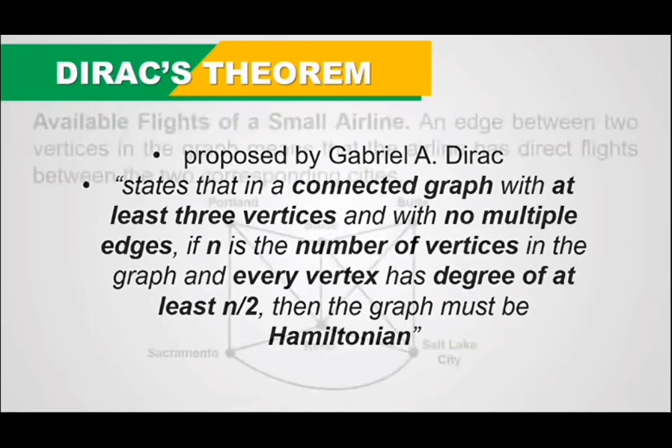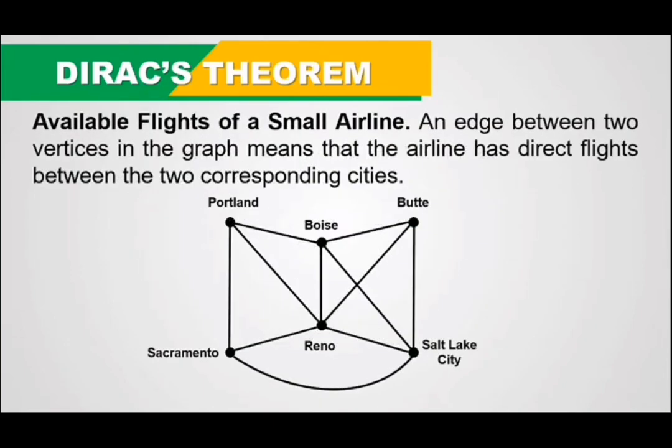Let's take this example. This graph represents the available flights of a small airline. An edge between two vertices in the graph means that the airline has direct flights between the two corresponding cities. So for example, Portland to Reno, we have an edge connecting the vertex of Portland and of Reno. Therefore, this edge represents the direct flights of these two cities. So we could say that Portland and Reno have a direct flight.